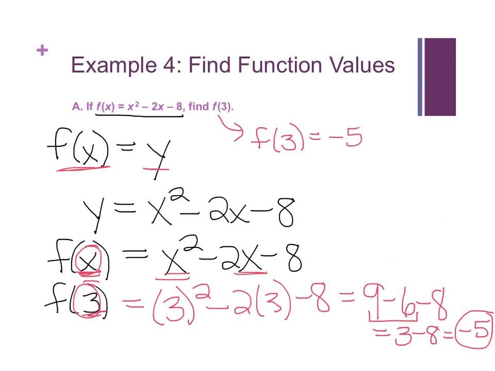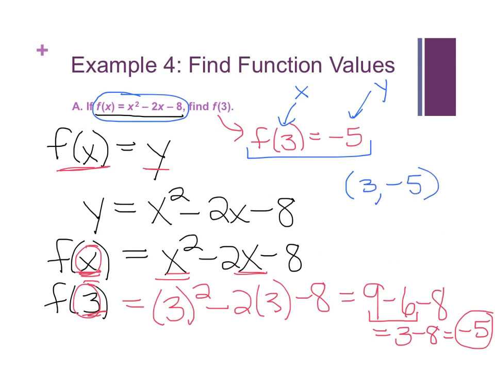What you're really stating here is if this is my x value at 3, or if x is 3, then my y value is negative 5. So in other words, if you were to graph this equation right here, the ordered pair 3, negative 5 would be on the graph. X is 3, y is negative 5.